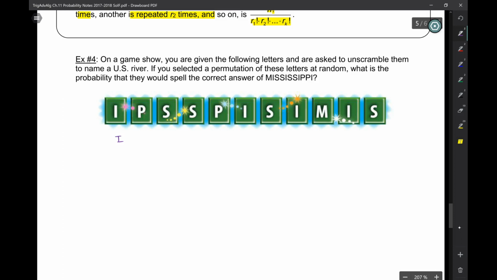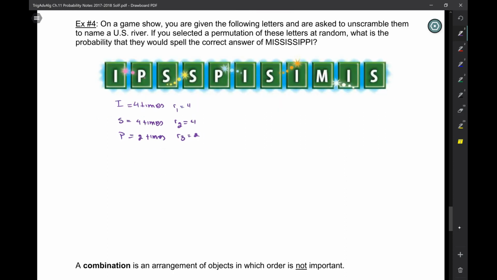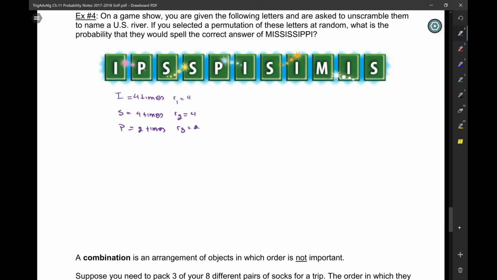How many times is I repeated? Four times. That means R1 is 4 in the formula. Okay, what else is repeated? I just started with I because it was the first one. I go down the list. S is another one that's repeated. How many times is S repeated? Four times. So R2 is 4. P is repeated two times. R3 is 2. And are there any other repetitions? There are not. So the probability, right?